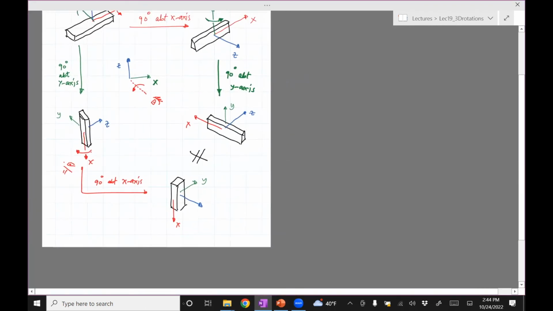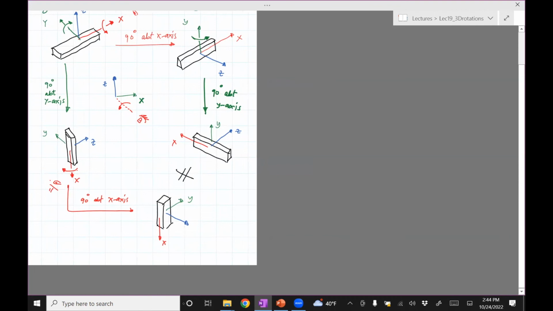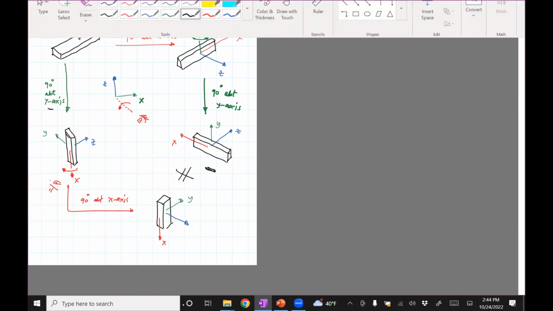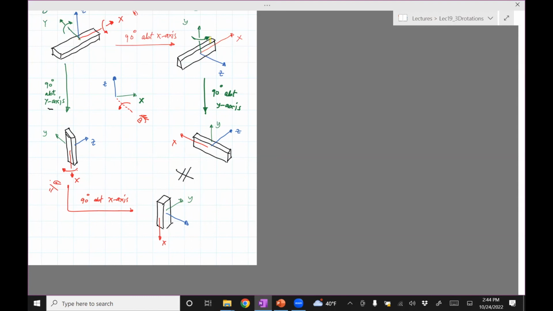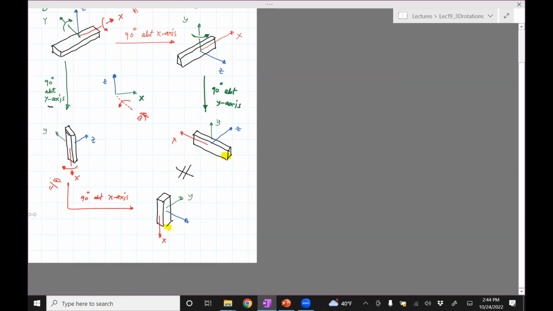We did two rotations, first one about x, second one about y. We did y, then x, and then we ended up with this configuration, which is not the same as this one. Okay, let's just do it by actually using a physical object.